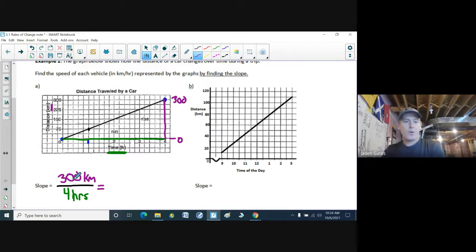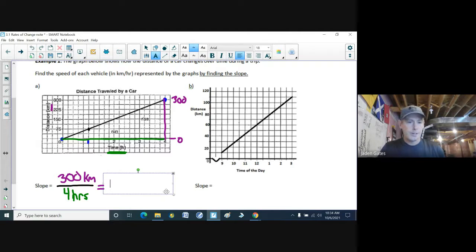And so now I can divide my two numbers, 300 divided by 4. Let's see here what I end up with. I get 75. And the units, again, this is something we looked at with unit rates. Kilometers are on the top. Division means per. And we have hours on the bottom, or hour, because it's a unit rate. So this person's going 75 kilometers an hour.